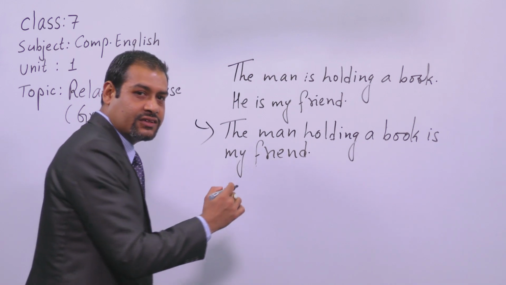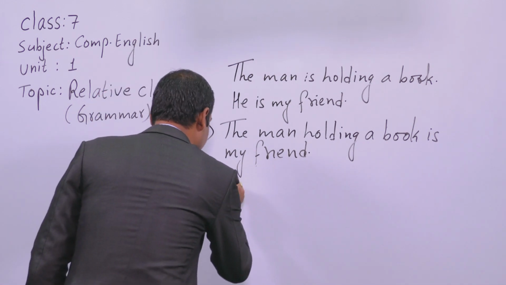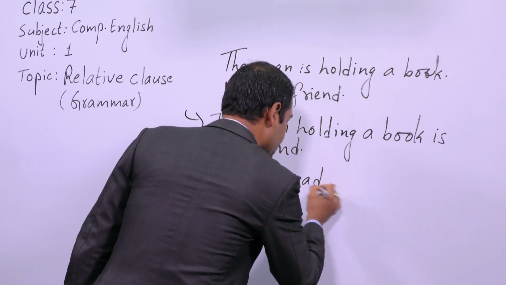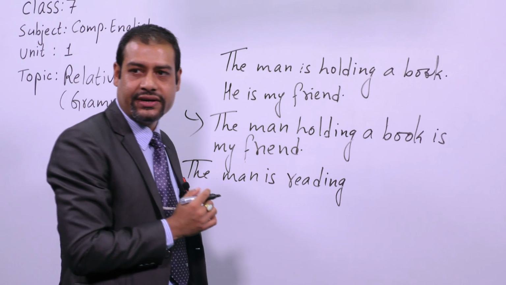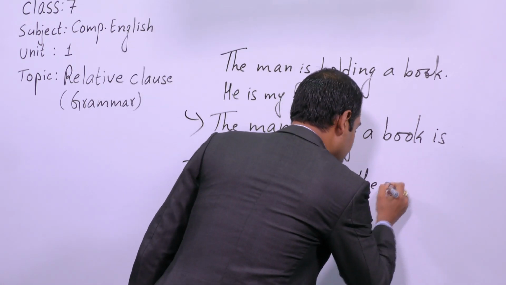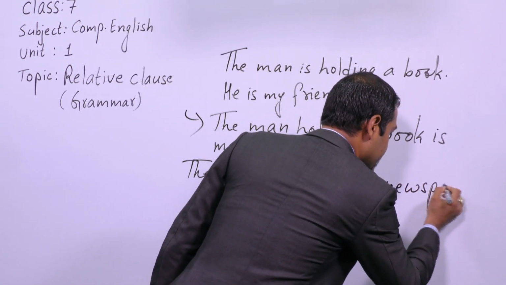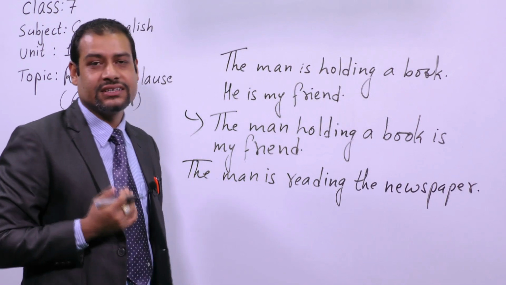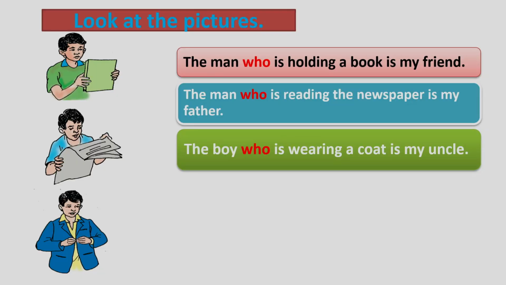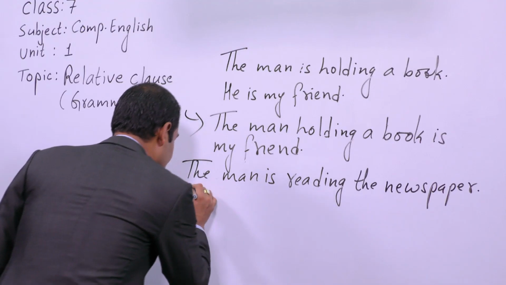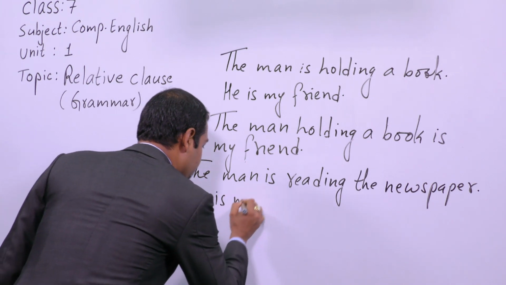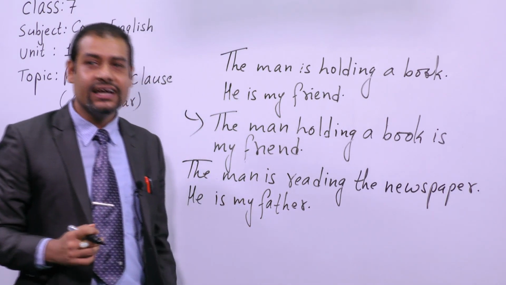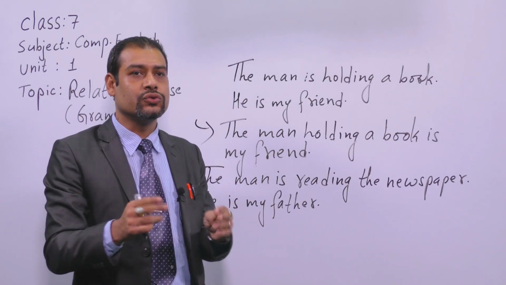So I can write down: the man is reading the newspaper. What can be another sentence, dear students? You can tell me, please. Yes, you can write, he is my father. See, I have divided this sentence into two sentences.